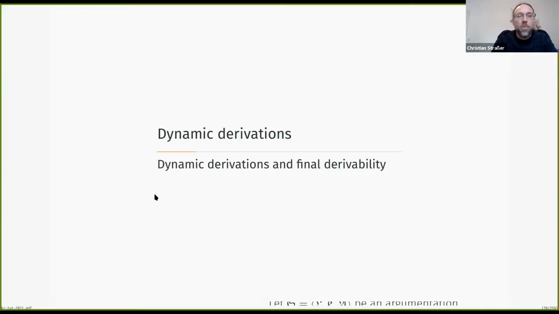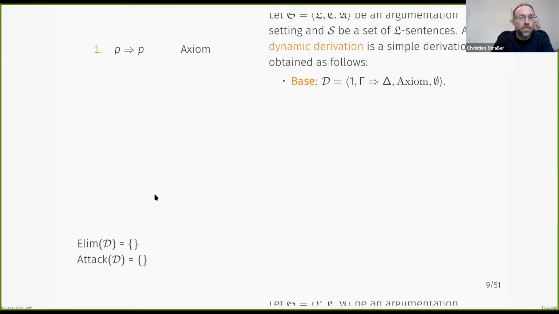Okay, so we now move from the notion of simple derivations to the notion of dynamic derivations, which is a kind of constrained way of building simple derivations, being informed by the evaluation procedure. So here is the definition of a dynamic derivation. It's an inductive definition.